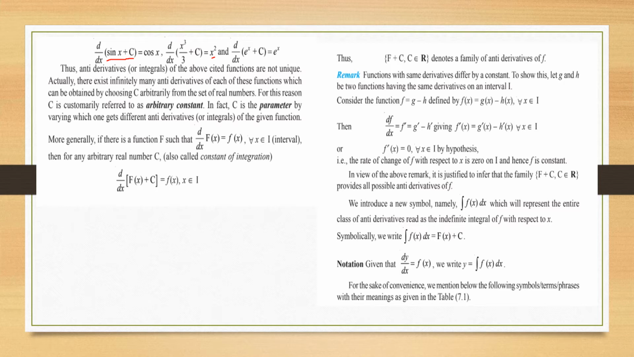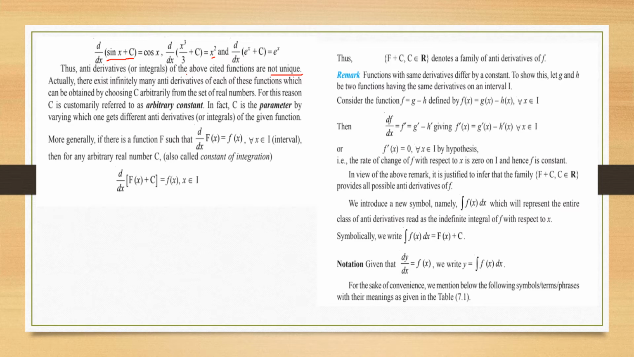But the derivative of a constant is 0. That's why the derivative of sin x, sin x plus 5, sin x plus c, sin x plus k, all will be just cos x. So the antiderivatives or integrals of the above cited functions are not unique, because for cos x it will be sin x plus c, or simply sin x. So what should we take?